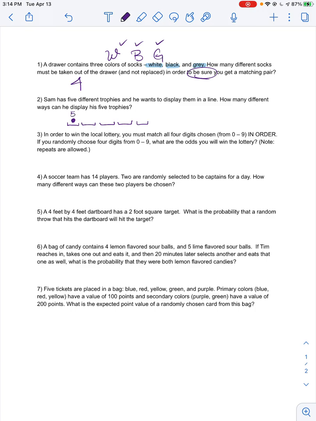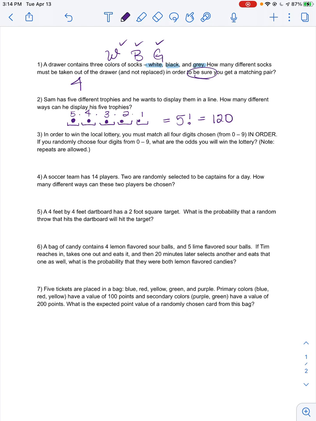But once I've used that trophy, the next place only has 4 choices. 3 choices for here, 2 choices, and 1 choice there. Using the fundamental counting principle, that tells me I have 5 factorial, or 120, different ways that I can display those 5 trophies. How about that local lottery?